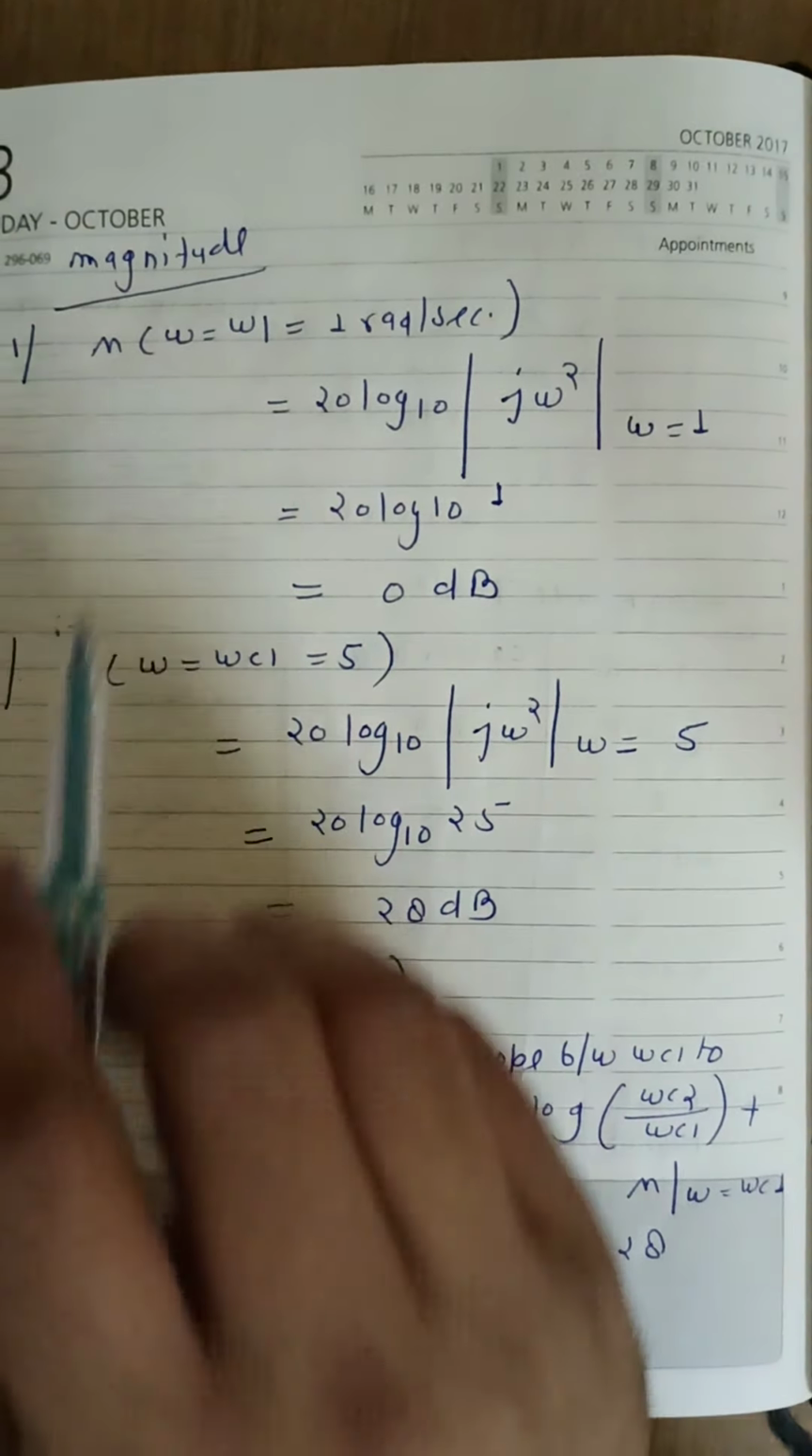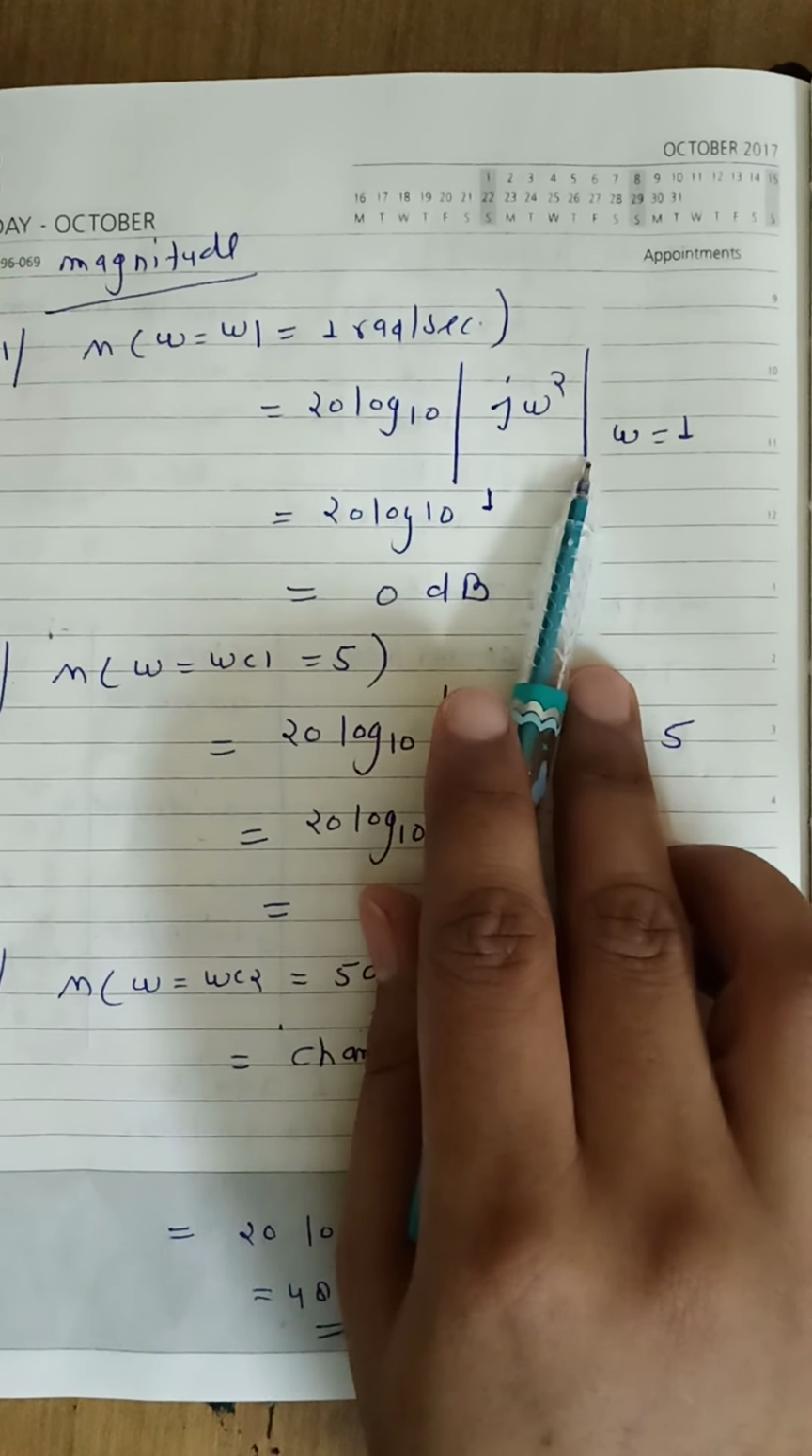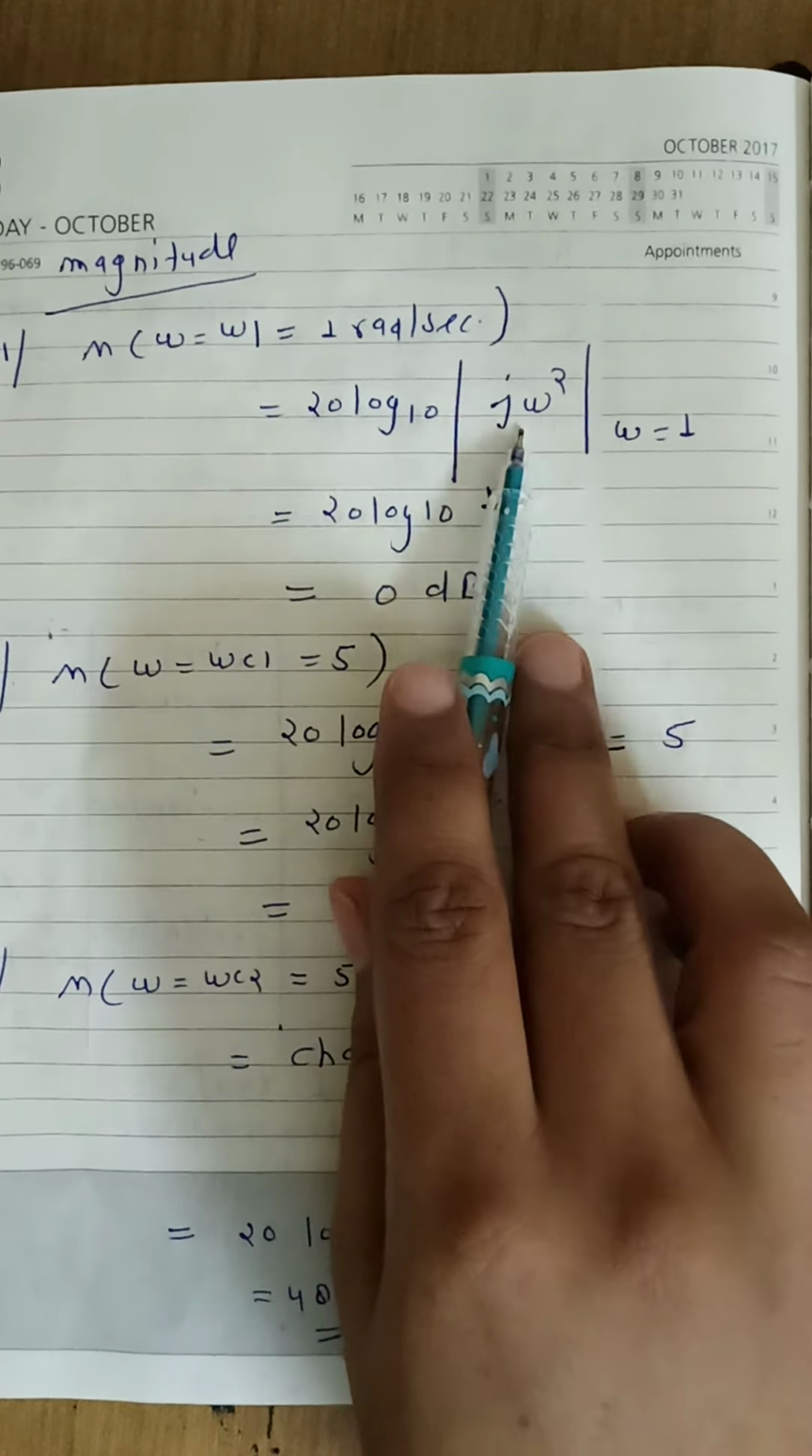So first we will define magnitude at omega L, means at 1 radian per second, with the help of formula 20 log 10 base first term. In magnitude table we have first term j omega power 2. Let us put omega equal to 1, and you know magnitude of j 1, that's why we have 20 log 10 base 1 means 0 dB. Similarly we can calculate magnitude at omega equal to omega c1, that means at 5 radian per second, with the help of same formula 20 log 10 base magnitude of j omega square. Here we have omega equal to 5, so we have answer 28 dB.